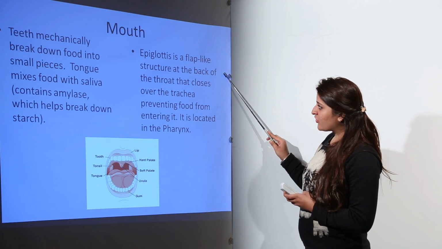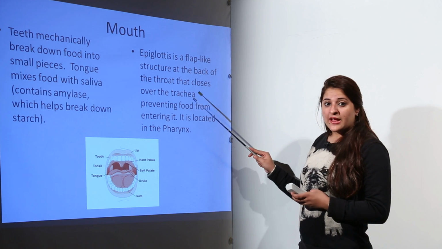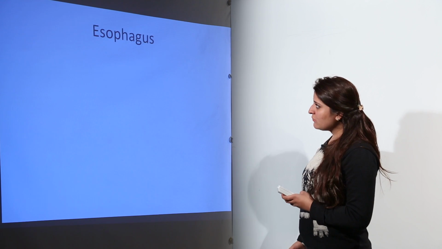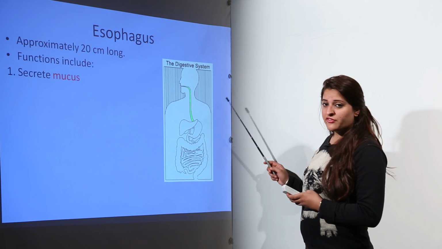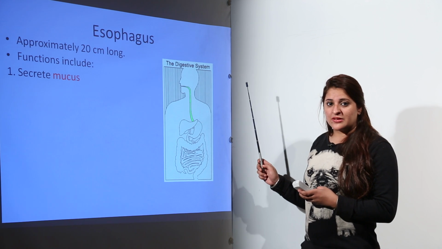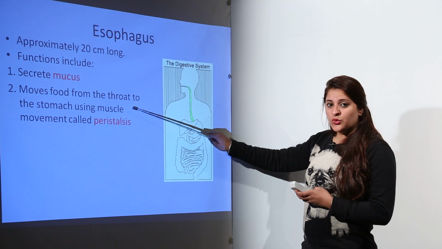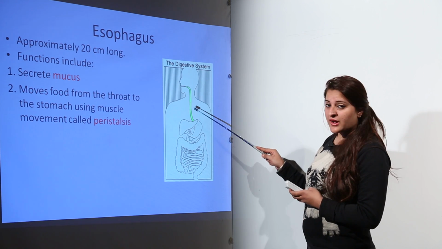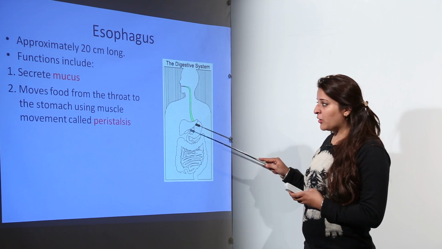The epiglottis is a flap-like structure located at the back of the throat, in the pharynx. It closes the trachea so that the food does not enter it. Esophagus. This is the esophagus. It is a 20 centimeter long tube. What are the different functions of the esophagus? It secretes mucus, a fluid-like substance, so that easy movement of food can occur. Next, it moves the food from the throat to the stomach using a muscular movement called peristalsis, which is a zigzag movement. In this movement, the food is pushed down from the throat to the stomach.